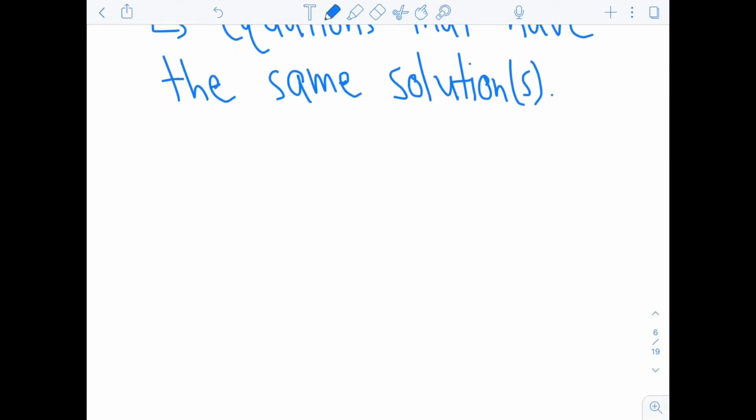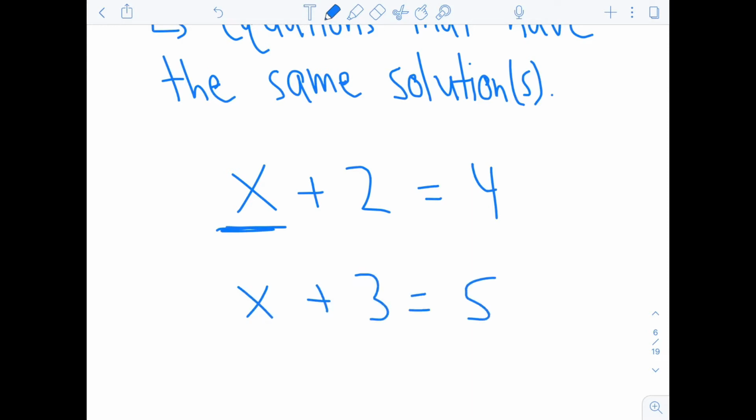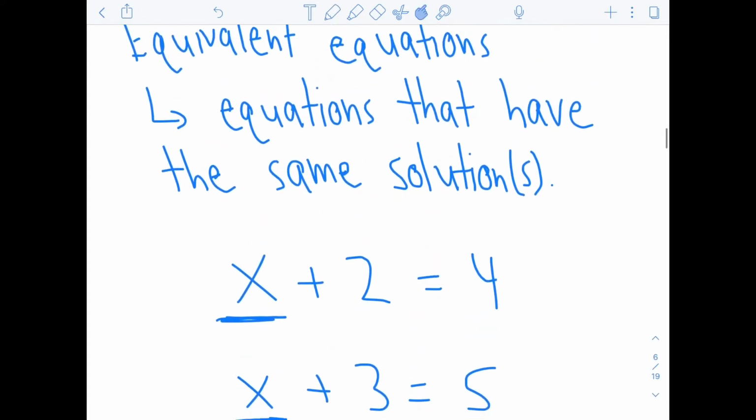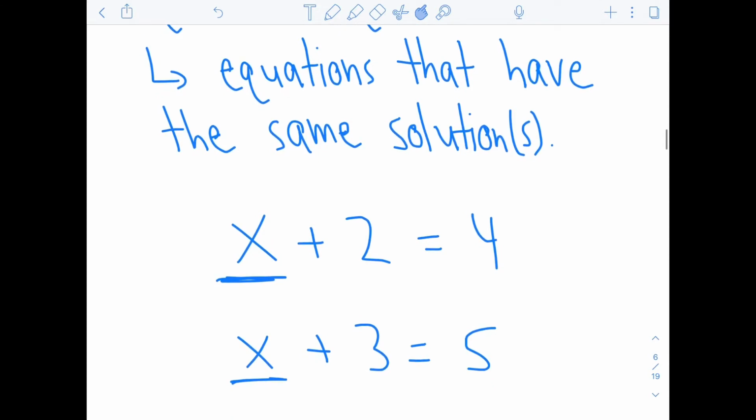An example of this would be x plus 2 equals 4. The solution to this would be 2 because 2 plus 2 is 4. And you could also say that in the equation x plus 3 equals 5, the solution is also 2. So these are equivalent equations because they have the same solution.